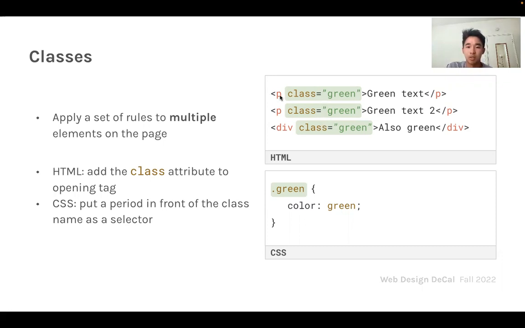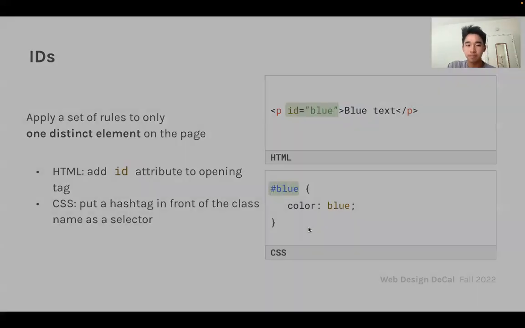So you see there's the p, and then you have the class, and then the closing angle bracket, and then whatever is in the tag, so green text, and then another closing p. And then for CSS, put a period in front of the class name as a selector. That's just how CSS denotes how to select classes.